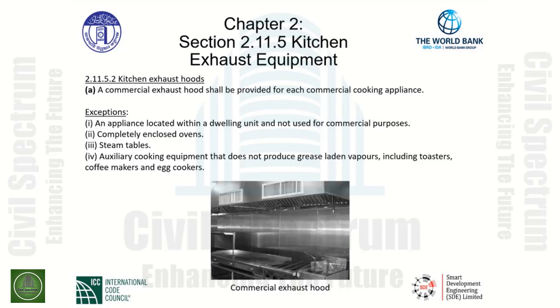Number 2, completely enclosed ovens. Number 3, steam tables. And finally, number 4, auxiliary cooking equipment that does not produce grease-laden vapors, including toasters, coffee makers, and egg cookers. So this particular section lends itself to provide requirements for grease-laden vapors based upon certain cooking operations and commercial cooking appliances.